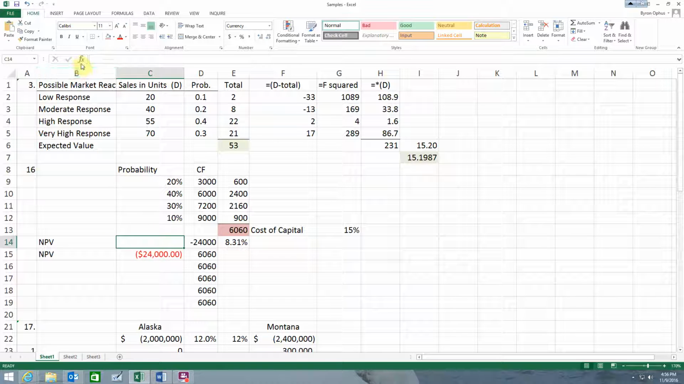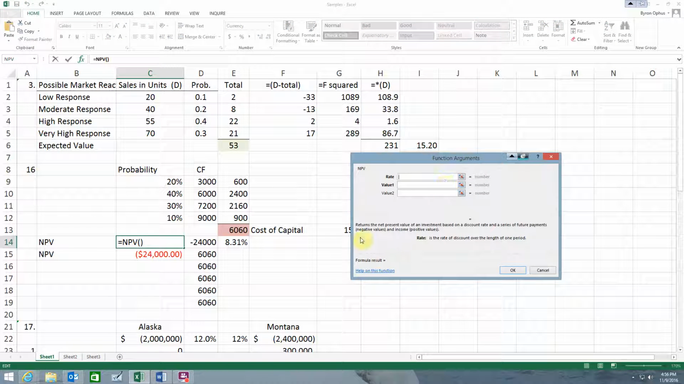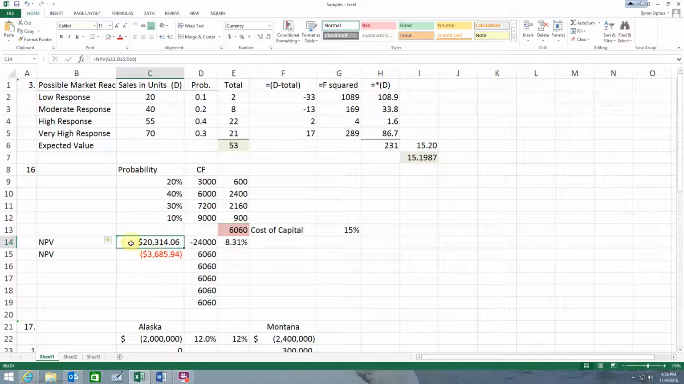I've done that one just recently, so I'll click OK. My net present value is going to be my rate, which is my cost of capital that I just put in there, and my values are these: my cash flows for the next 5 years. That gives me a net present value of $20,314.06. But my investment in my example is 24 grand. This is the net present value of the cash flows, I'm sorry.